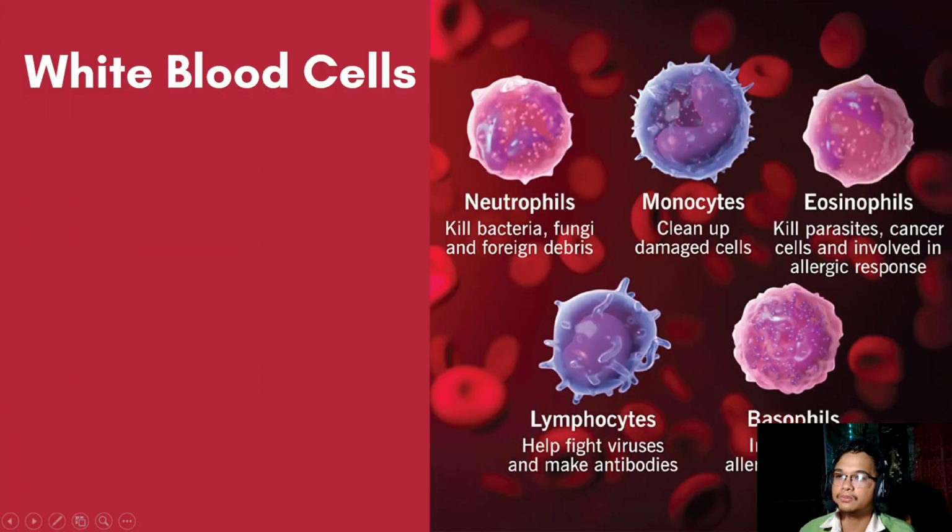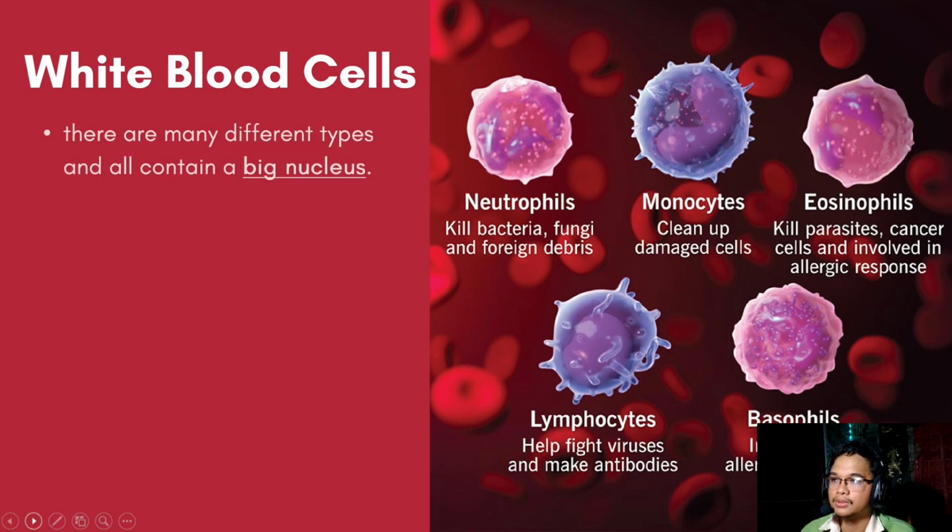Next are white blood cells. As you can see here, there are 5 types: neutrophils, monocytes, eosinophils, lymphocytes, and basophils. But we'll be discussing only the major ones. There are many types and all contain a big nucleus. As opposed to the red blood cells, which do not have a nucleus, white blood cells have a big nucleus.